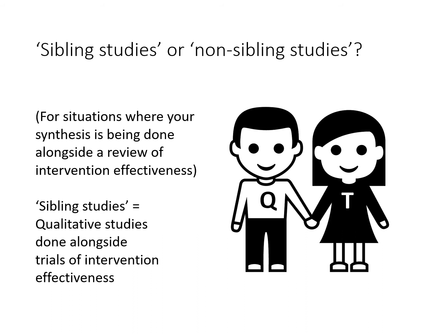Some qualitative evidence syntheses are done alongside reviews of intervention effectiveness that typically look at randomized trials. If that's the case for your synthesis, you may want to think about whether you only want to include so-called sibling studies, that is, qualitative studies done alongside those trials, or whether you want to include all qualitative studies, both sibling and non-sibling studies.